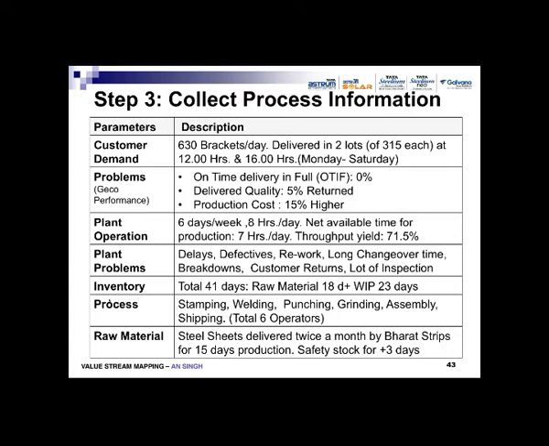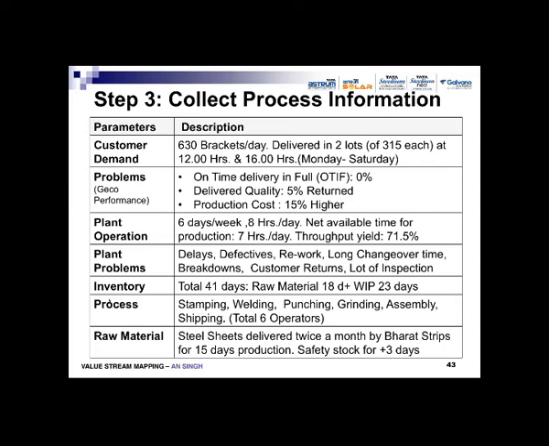Then plant problems. Various kinds of waste are getting generated: delays because of waiting waste, defectives which need to be reworked, long changeover time, frequent breakdowns of the machines, customer returns, and a lot of inspection required. Inventory data is collected. Inside the plant there is 41 days of material sitting: 18 days of raw material and 23 days of work in process. Then the processes: stamping, welding, punching, grinding, assembly and shipping.